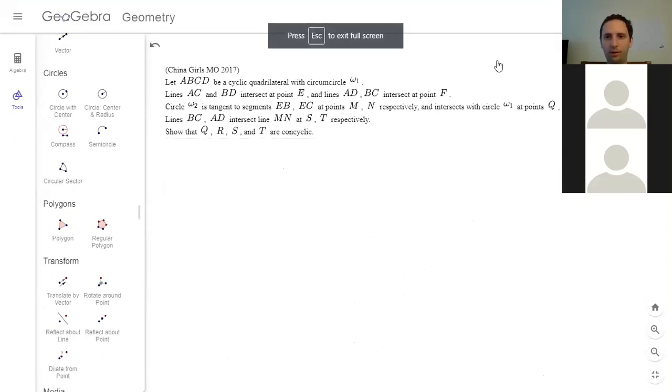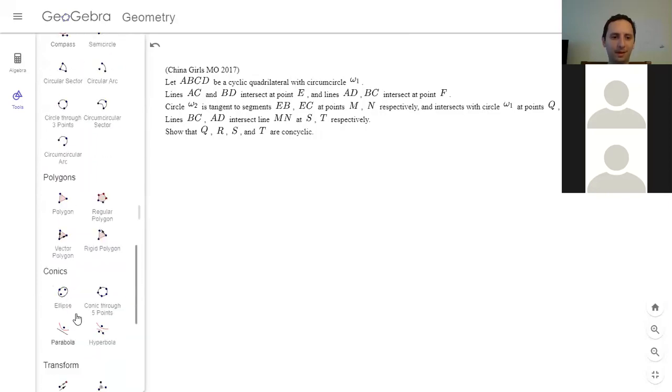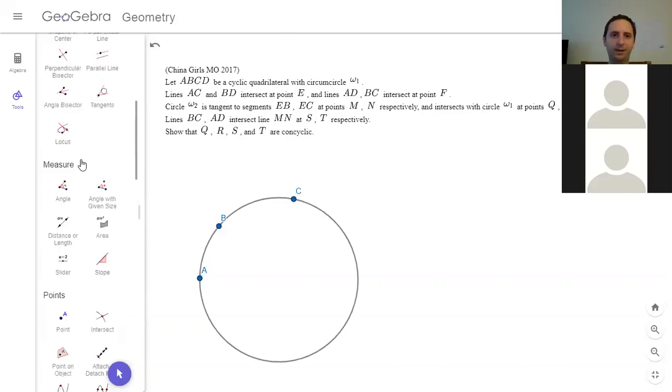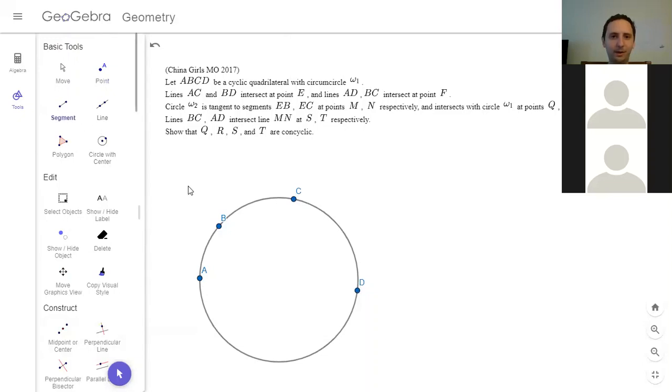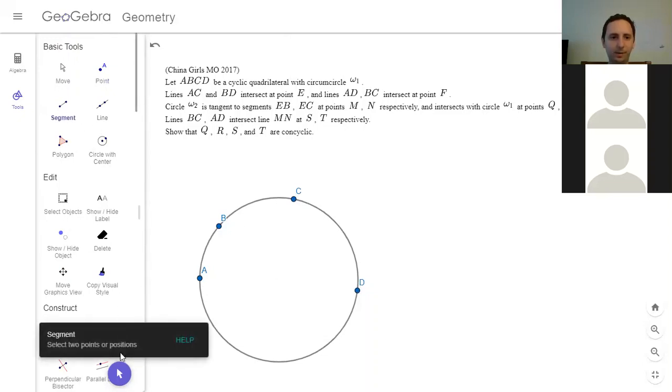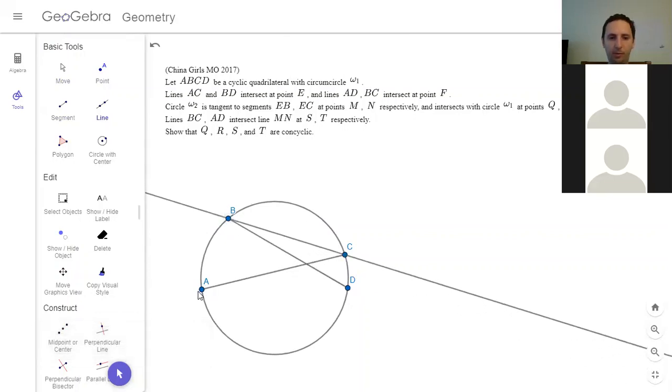So here is a problem from 2017. A cyclic quad problem. A, B, C, D. Like China loves cyclic quad problems. AC and BD intersect at E. And AD and BC intersect at F. So let me draw the diagram something like this. So this is not quite a Bricard configuration because it doesn't have the other intersection, but maybe it might be worth drawing it in later.